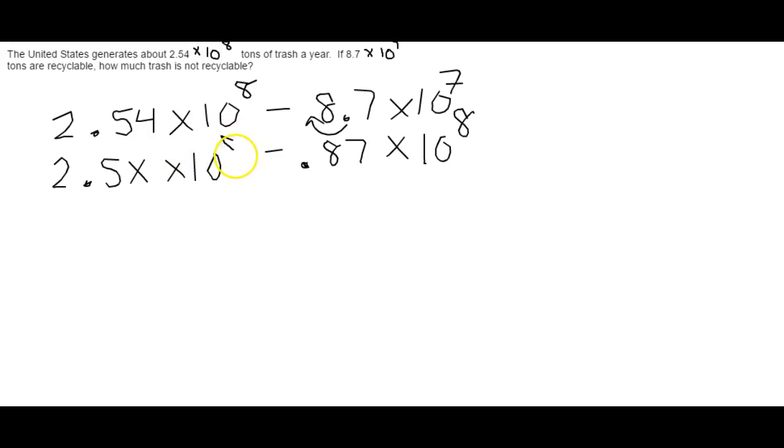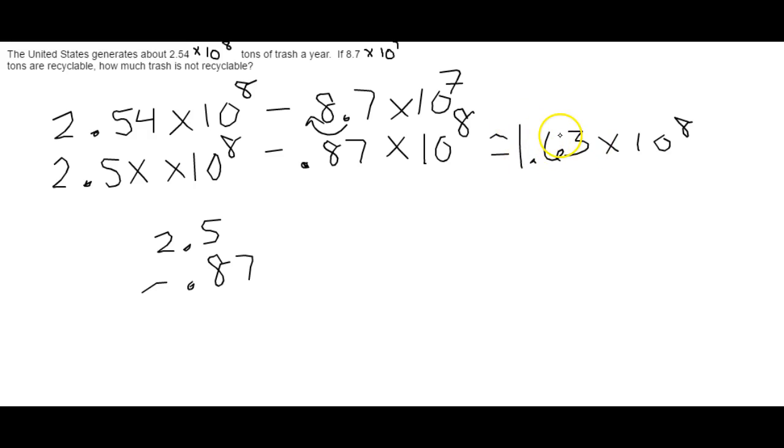Now when we subtract, the 10 to the 8th will just stay there. And we're really going to do 2.5 minus 0.87. That gives 1.63. So 1.63 times 10 to the 8th. Remember again, that's a very, very large number. So those are all the types of problems you'll see for scientific notation. That concludes our discussion of scientific notation.